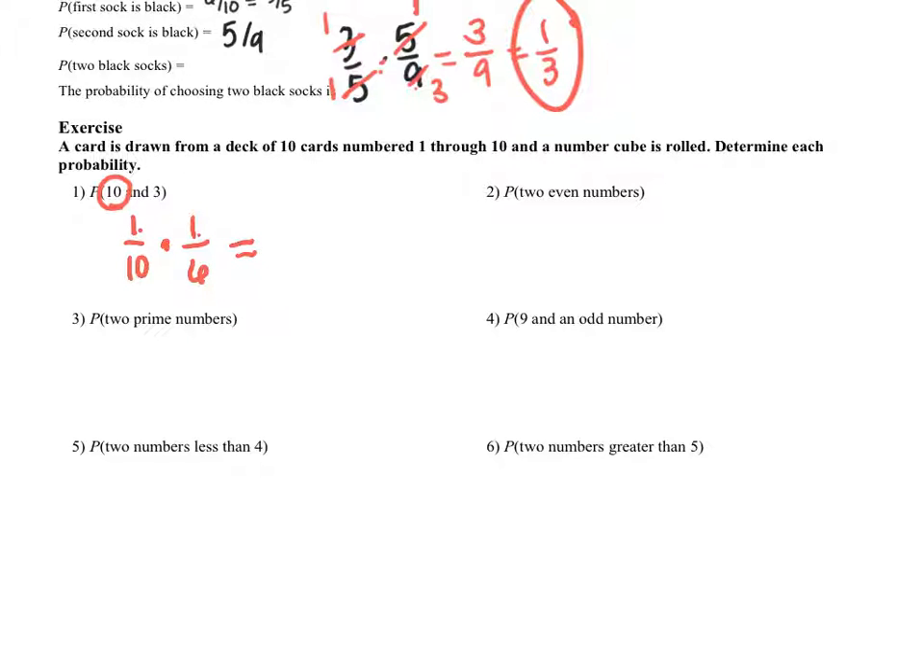1 times 1 is 1. 10 times 6 is 60. So the probability of a 10 in a deck of cards and a 3 on a number cube is 1/60th. Are we kind of getting the idea? Yes. Okay, it's pretty straightforward and simple. What's the probability of this? Multiply it by the probability of that. That's how you're going to get your probability.